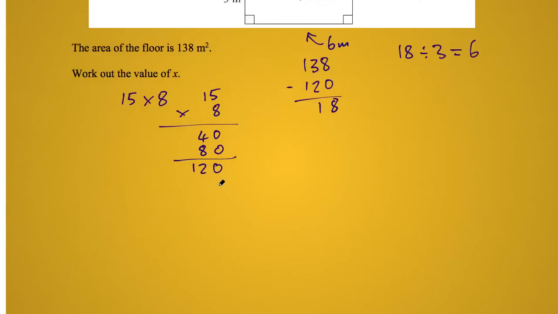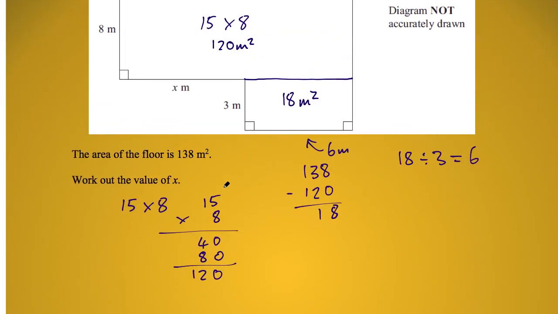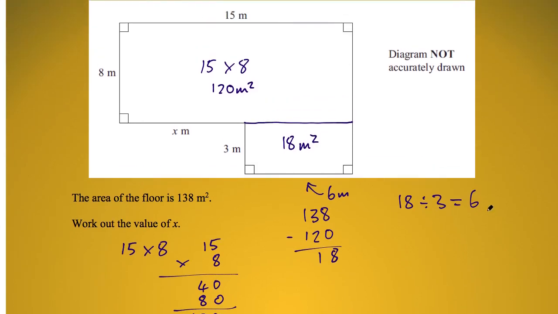This question is worth 4 marks, so even if you'd got any parts of this, you'd be getting 1 mark at a time. So we've got that length of 6. Let's do our 15, the top length, take away the 6, which leaves us with 9. So x is 9 meters.